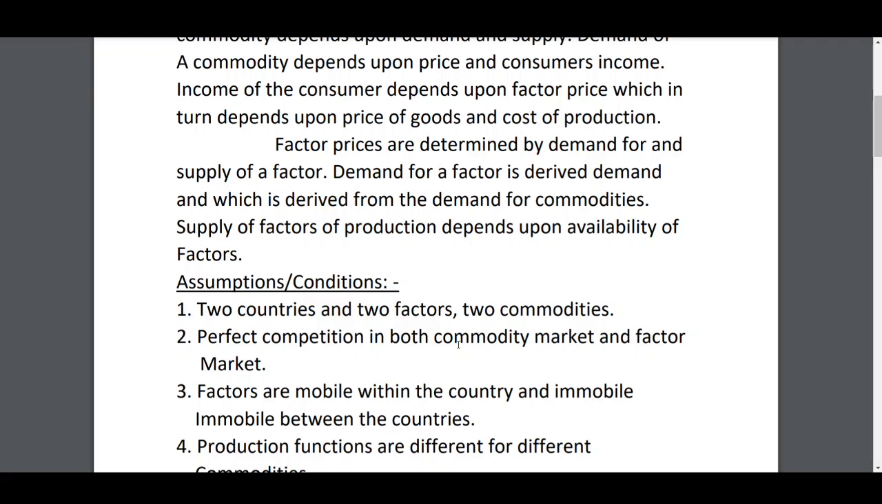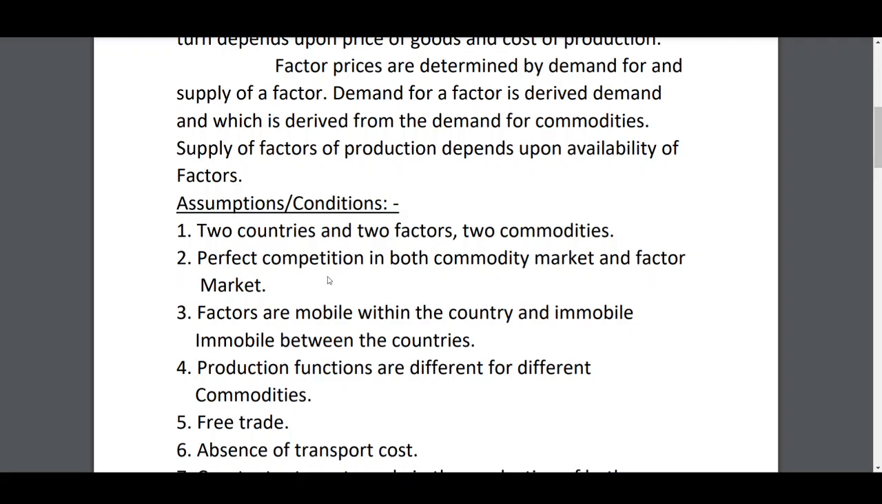Whereas David Ricardo's theory, what was it? Two countries and only two commodities. Two factors were not there in Ricardo's theory. So the first assumption: two countries, two factors and two commodities. Second assumption: perfect competition in both commodity market and factor market. Both in the commodity market and the factor market, there exists perfect competition. Who is assuming this? The modern economists Heckscher and Ohlin. They are assuming that there exists perfect competition in the commodity market as well as in the factor market.